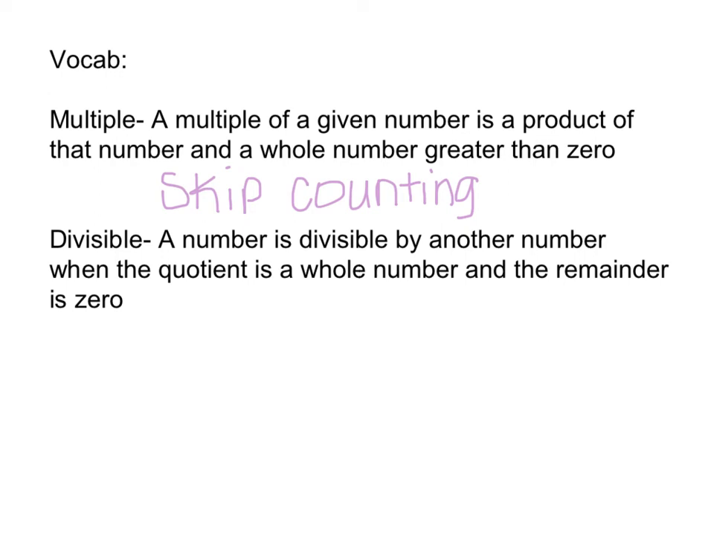And then our second vocab word is divisible. A number is divisible by another number when the quotient is a whole number and the remainder is 0. So basically when you divide it, it goes in evenly. And if it does, that means it is divisible.